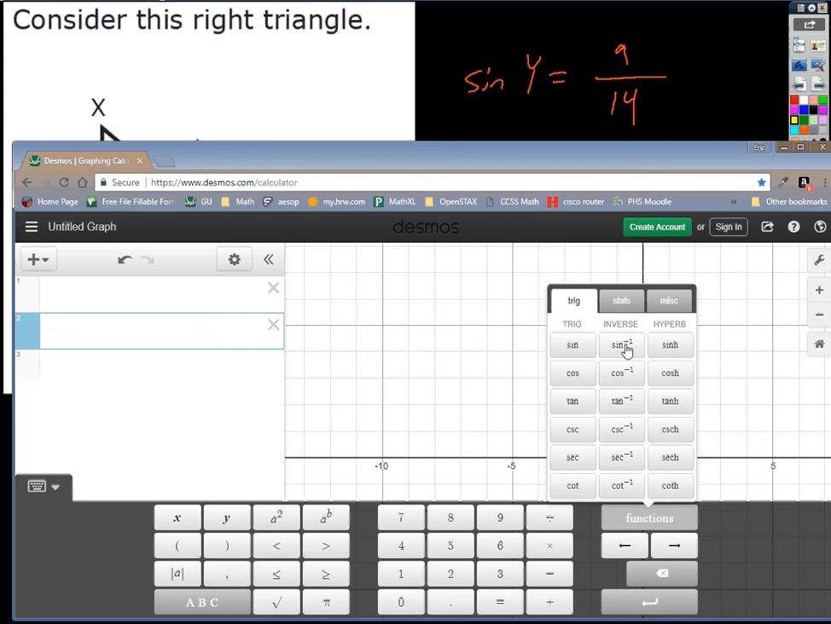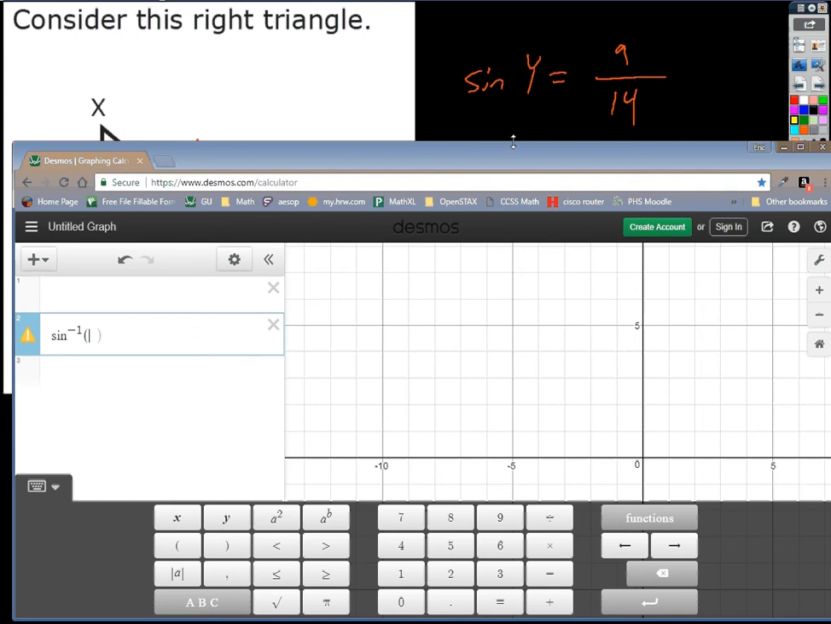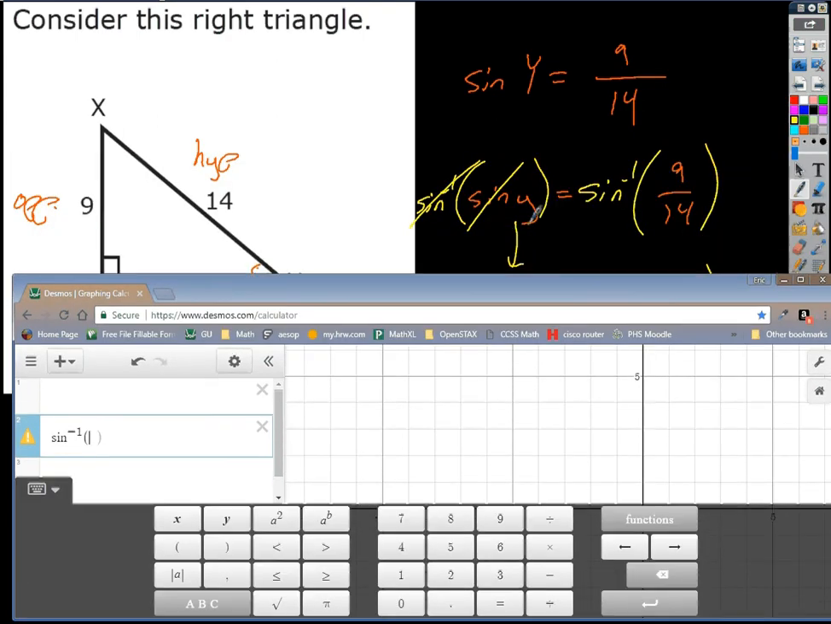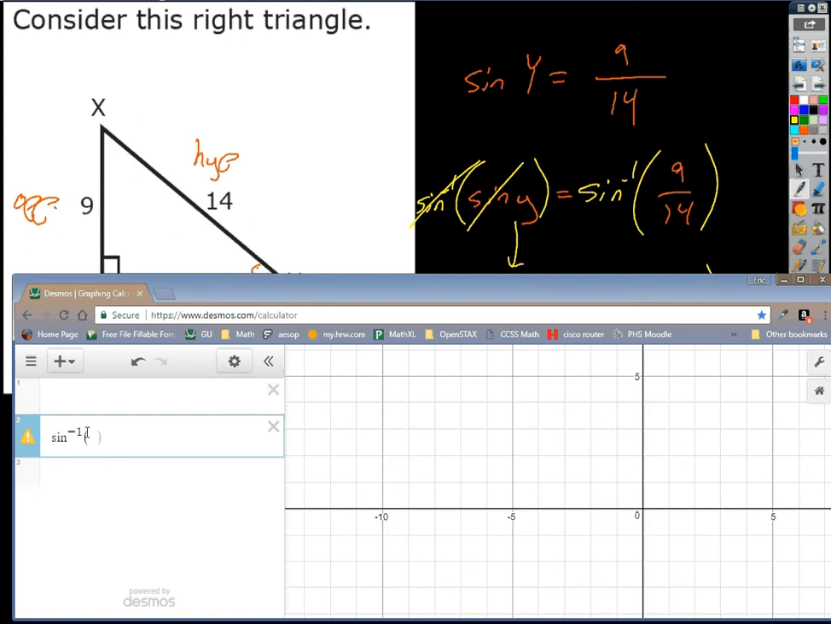There's the inverse sine part, right? So inverse sine of what? 9/14. 9 over 14, right? So all I've got to do in here is just put 9 divided by 14, and it gives me back that. Okay? So you type in 0.7, that'd be the answer.